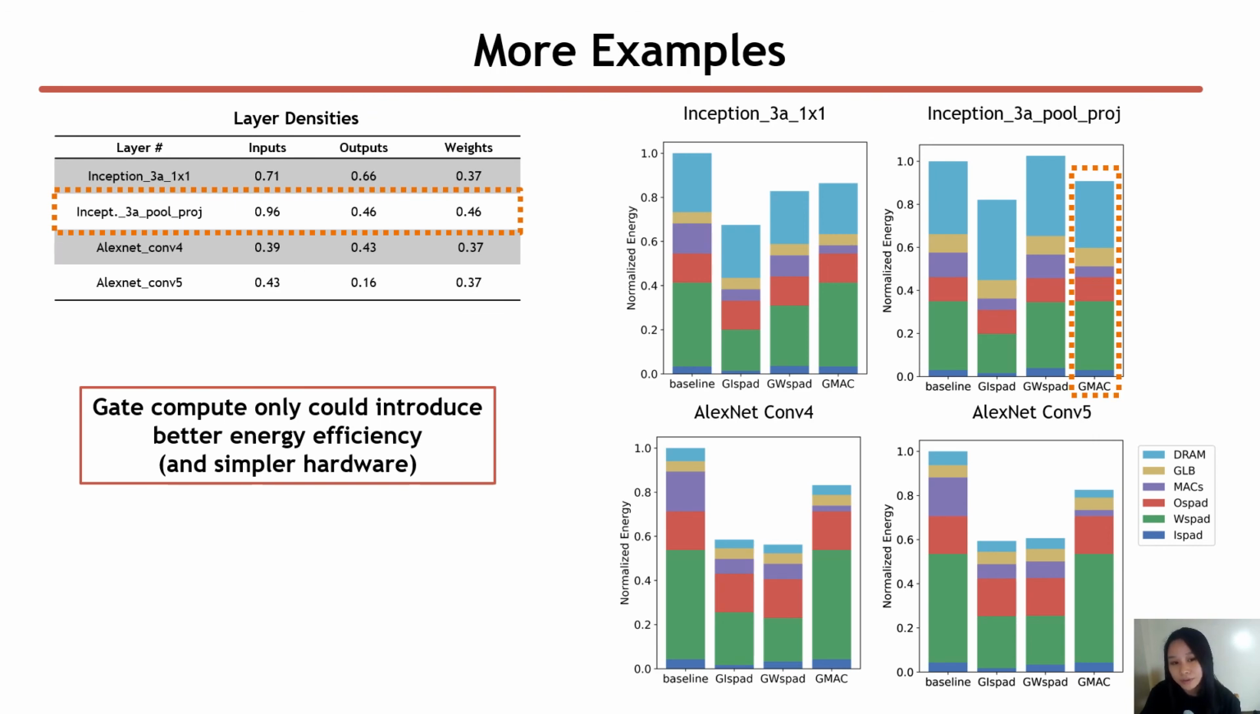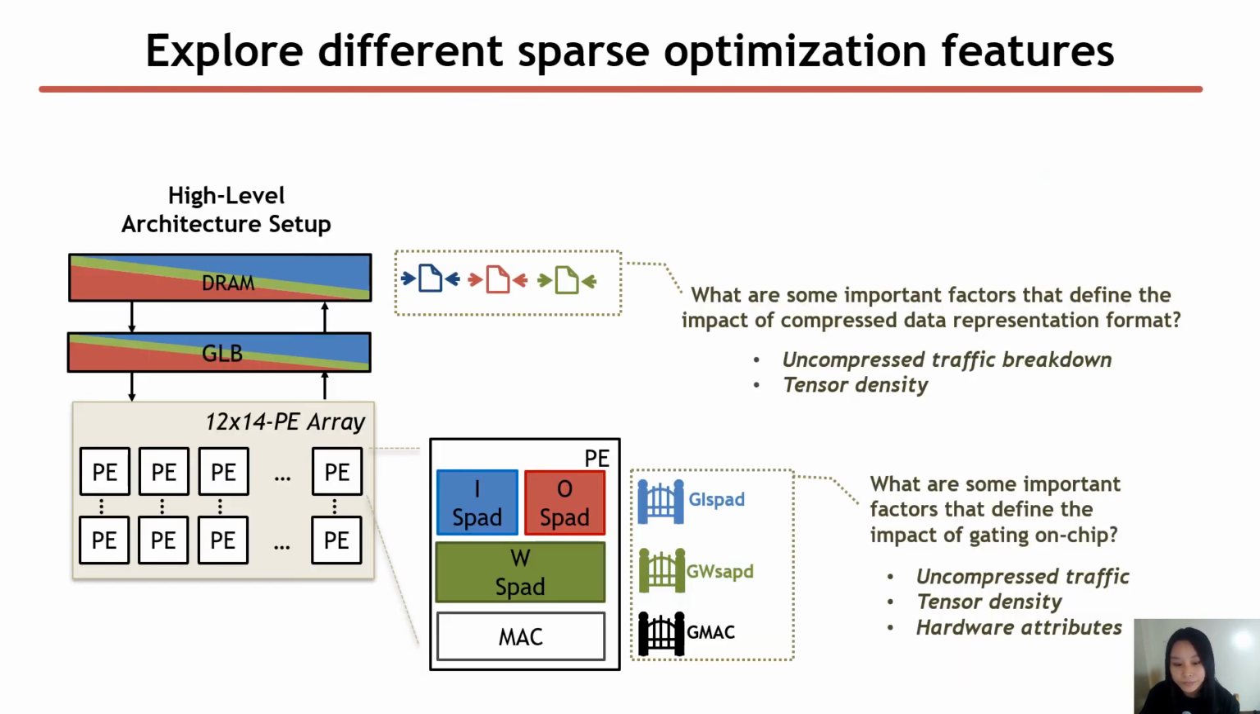So again, you really have to consider both the density and the hardware attributes in order to analyze the impact of this sparse optimization feature, and Timeloop V2 is able to collect all this information for you. So as a summary, the important factors that define the impact of gating on chip that we have discovered are uncompressed traffic, tensor density, as well as hardware attributes.